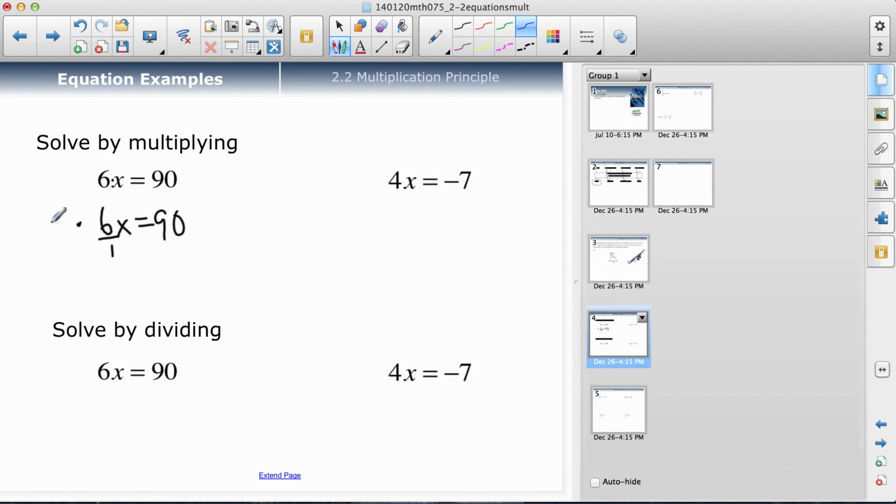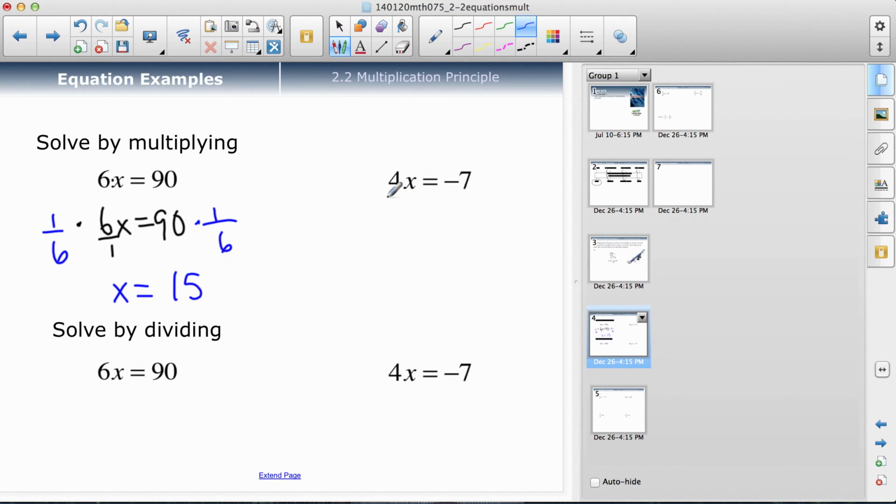So if I multiply this side by 1/6, do you see the 1's cancel, the 6's cancel? That's a factor of 1. So all of this stuff goes, and that's legal to do as long as you do the exact same thing on the other side. On the left side, I am left with an x. On the right side, 90 times 1 divided by 6 should be about 15.